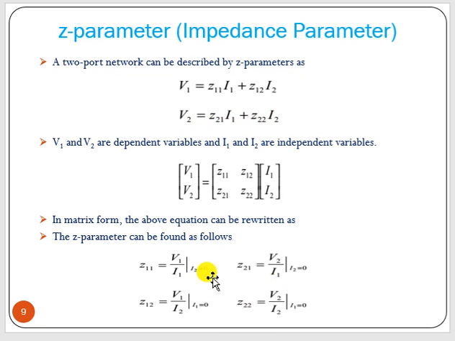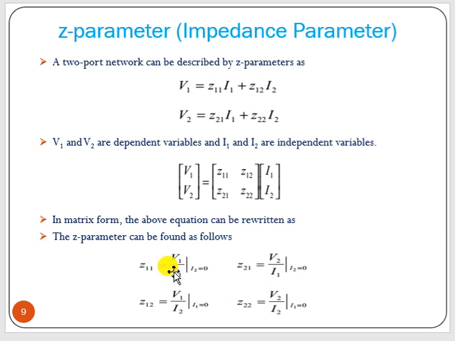So here the output port is open circuited once, and the input port is open circuited once. To find the Z parameter values, we make the input and output ports both open circuited. That's why it is also called the open circuit parameter or Z parameter.